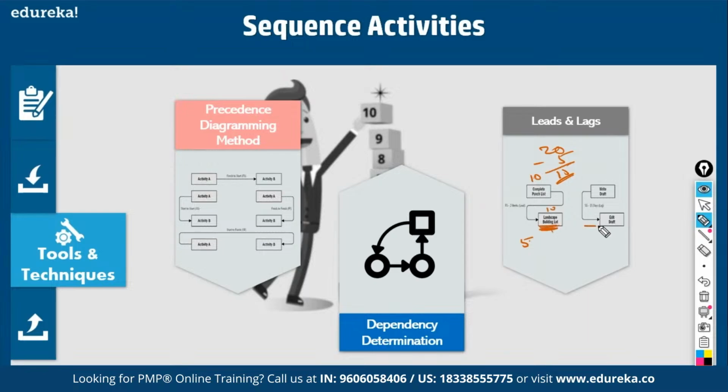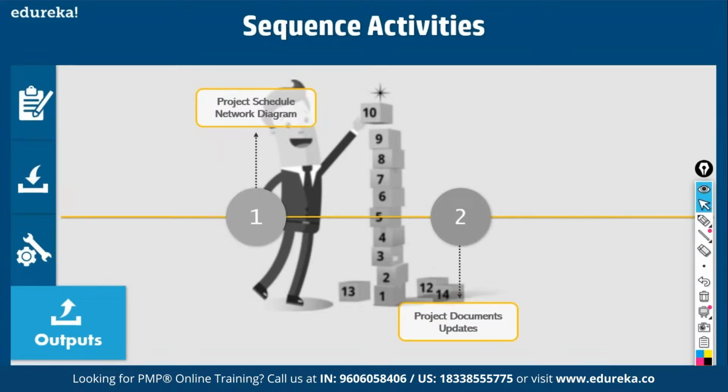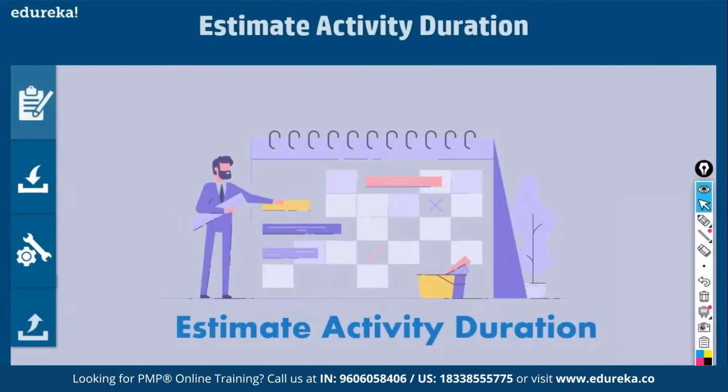Lag refers to delay. Both of these are start to start. This will take 10 days and this will take 10 days, so both should end on day 10. But you've introduced a delay of 5 days in the next activity, so to that extent it gets extended to 15 days. That is called lag. So when you come up with network diagrams, you have to use leads and lags. Fine. Then you come up with network diagrams as an output, and you also update different project documents.